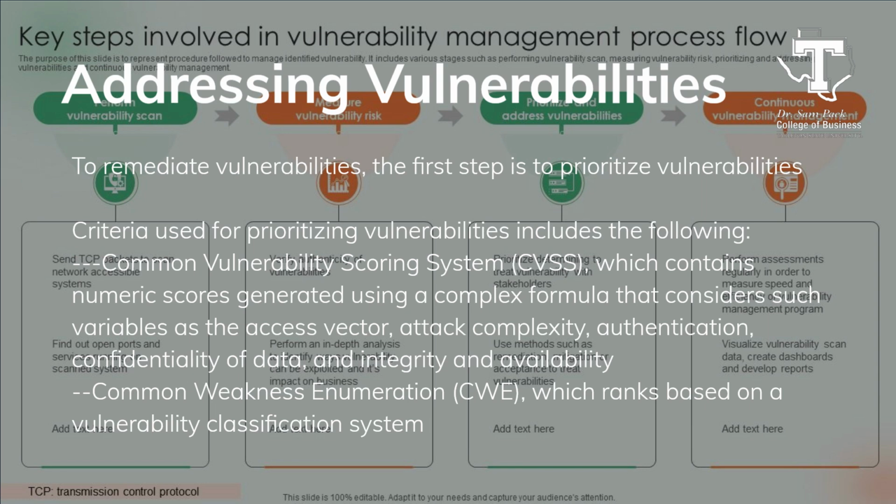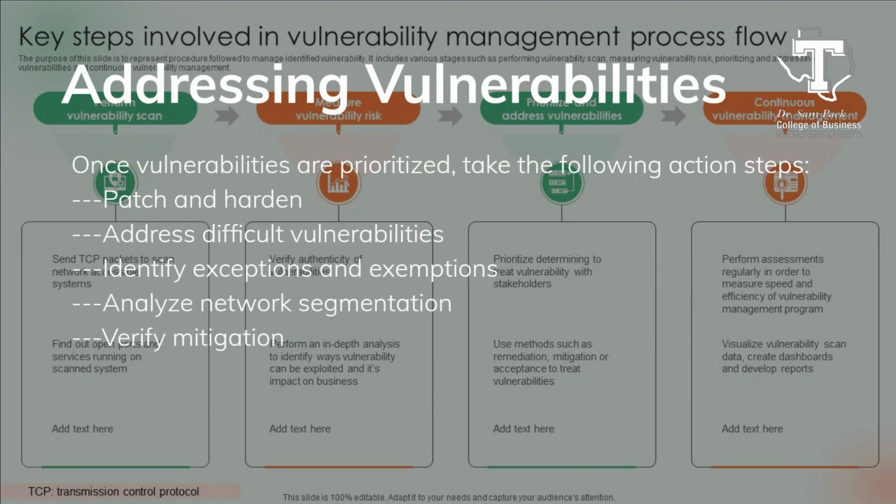By using these criteria, you can prioritize which vulnerabilities to address first, ensuring that you're focusing on the most significant risks to your system. Once you've prioritized your vulnerabilities, it's time to take action. Here's what you should focus on next. Start by applying patches to fix known vulnerabilities and harden your systems to prevent similar issues in the future.